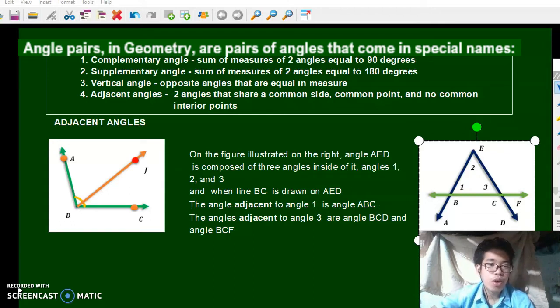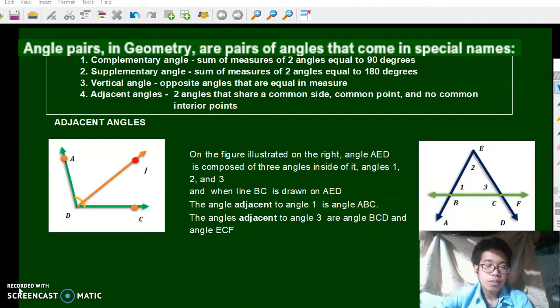Then here on the figure on the right, we have angle AED, and it's composed of three angles in its interior: angle 1, angle 2, and angle 3. When you draw a line BC on angle AED, we form an adjacent angle for angle 1. The adjacent angle to angle 1 is angle ADC. They have a common vertex, point B, a common side, segment BC, and no common interior points.